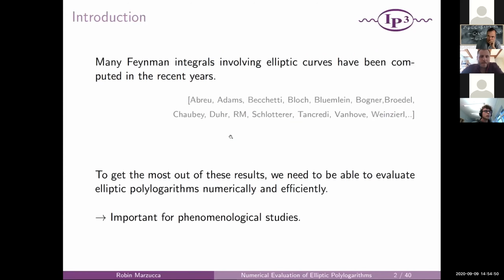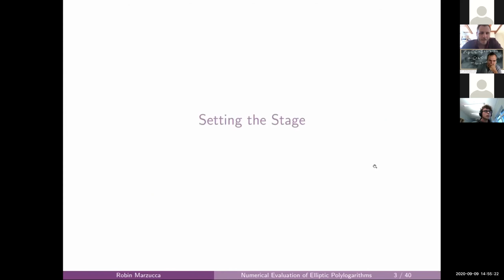So today, again, we're going to talk about numerical evaluation of elliptic polylogs. For me, the motivation is exactly the same: we have made a lot of great progress in terms of Feynman integrals that contain elliptic sectors. But at the end of the day, we do want to get numbers out of those in order to do some phenomenological studies. For this, we need a way to extract these numbers, and ideally this will be an efficient algorithm.